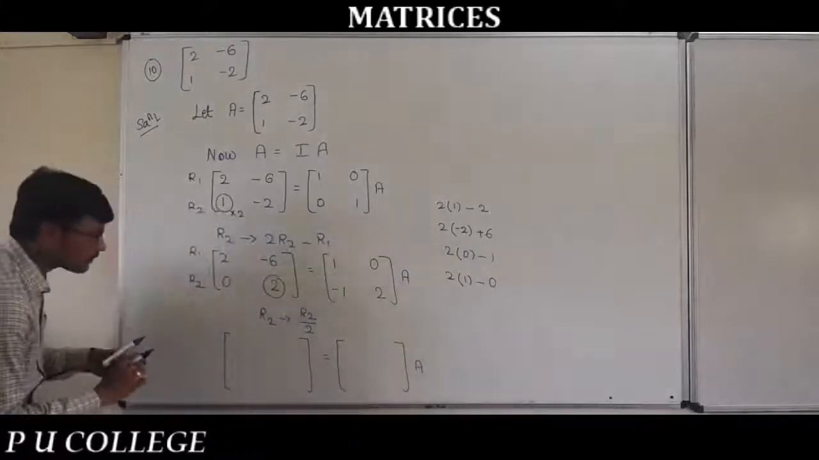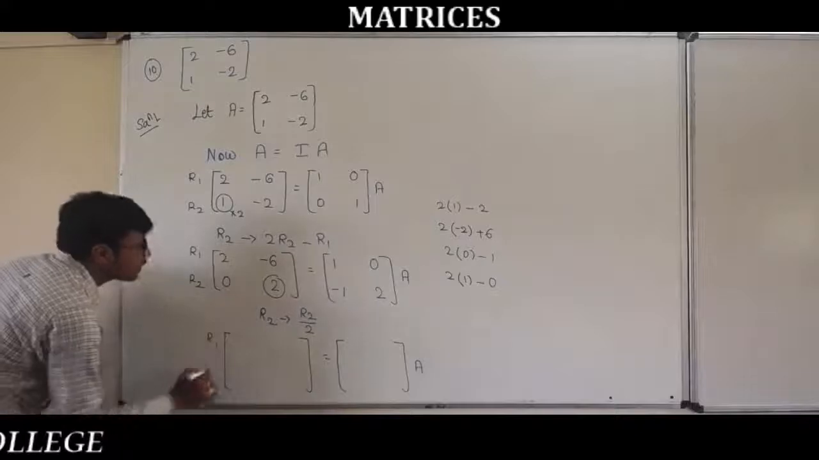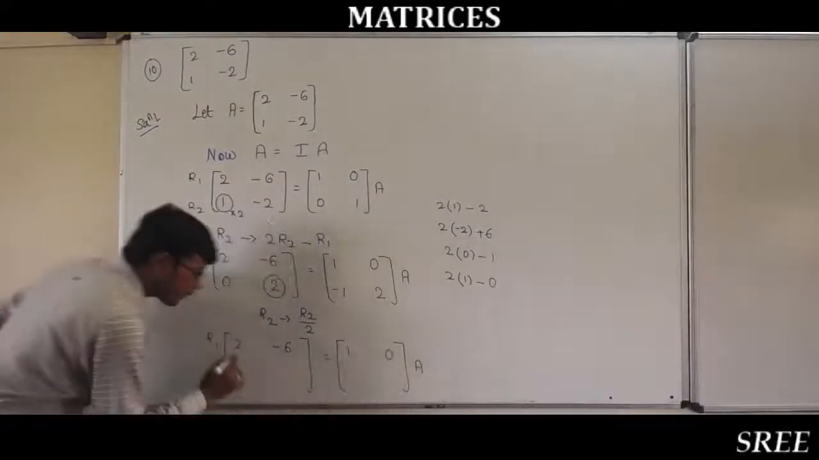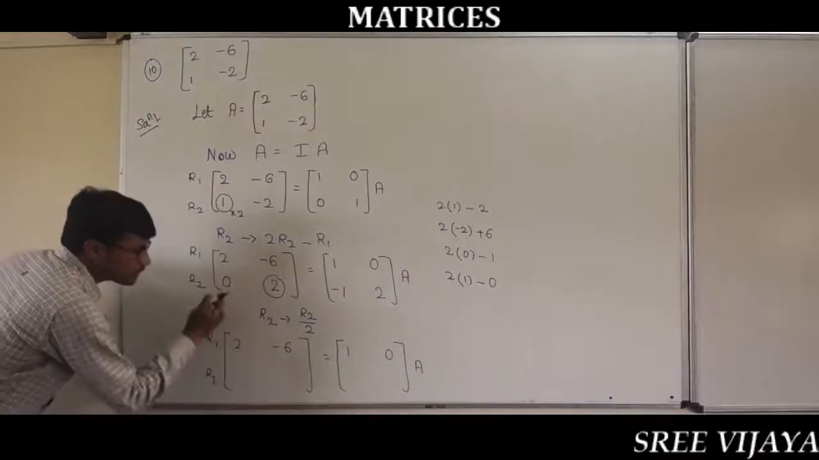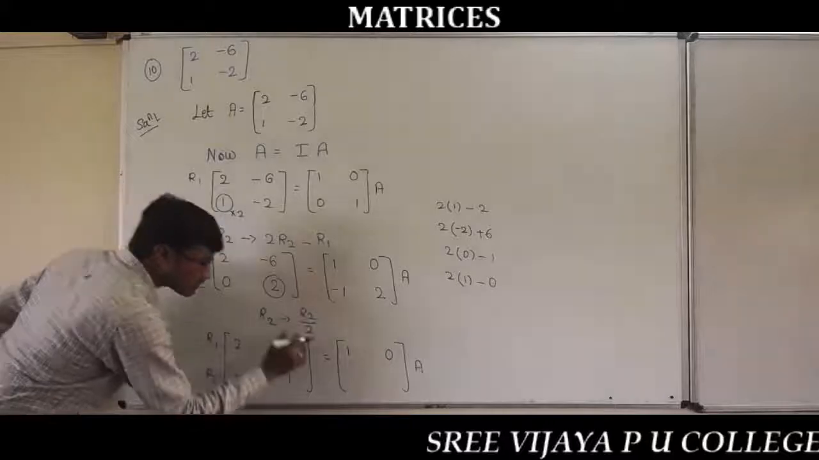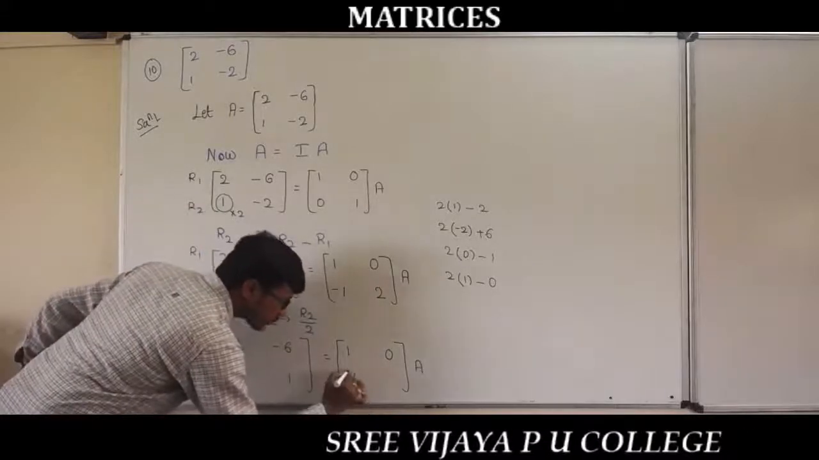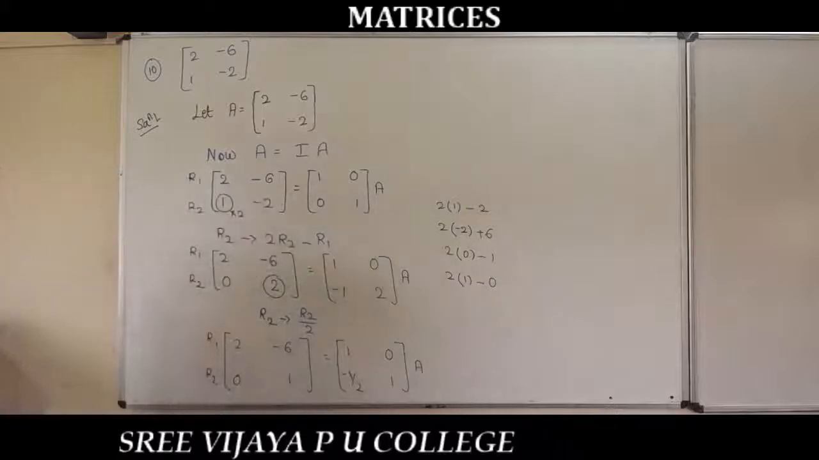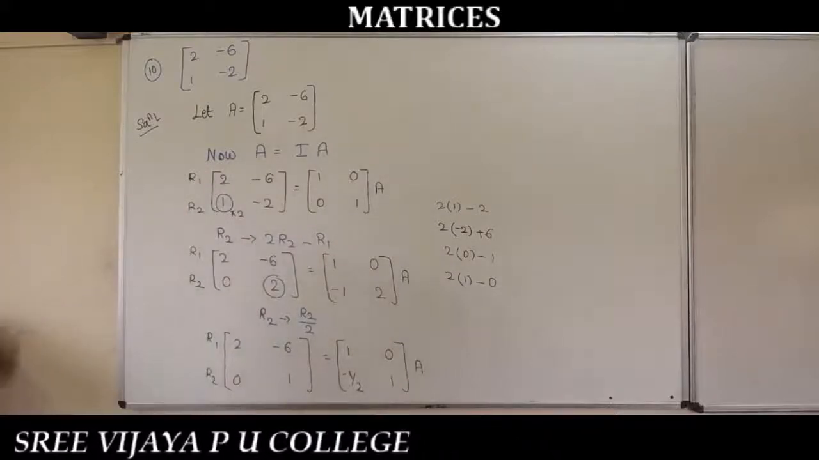So what is that? R1 is 2, minus 6, 1, 0. What is R2? 0 by 2 is 0. 2 by 2 is 1. Minus 1 by 2 is minus 1 by 2 only. And 2 by 2 is 1. So this is the next step.